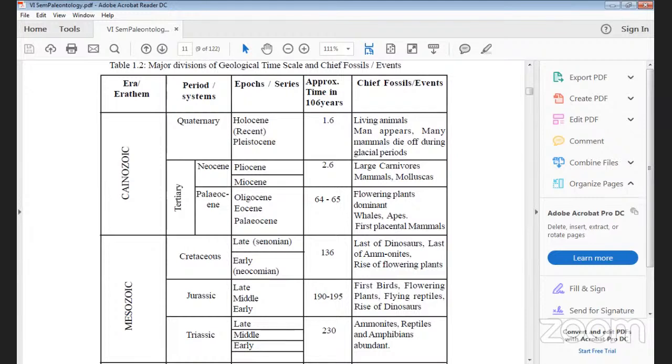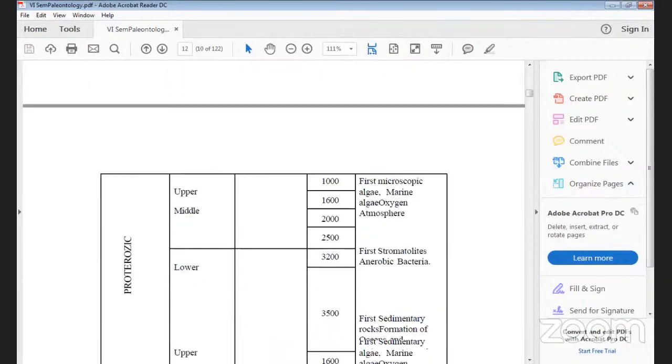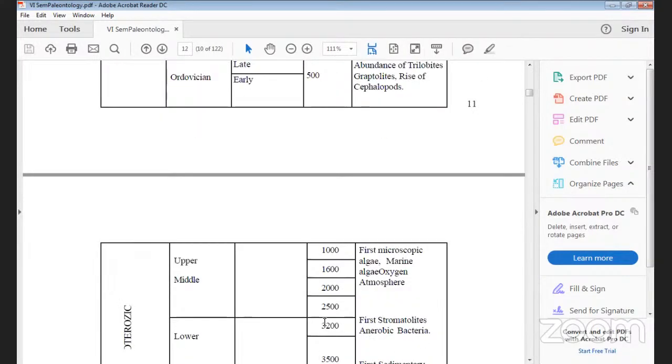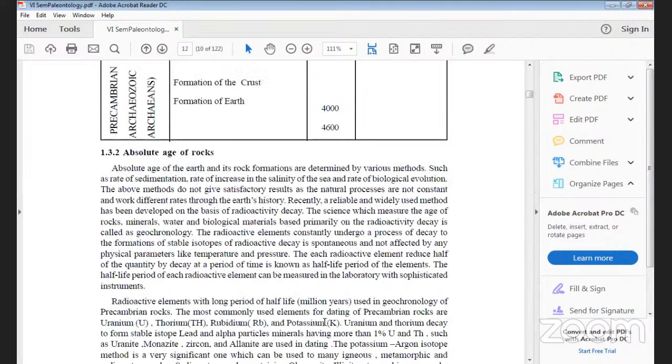After the Tertiary period, in the Quaternary period, we see the Holocene and Pleistocene. The age is about 1.6 million years, and it has living animals. Man appears here. Many mammals died during the glacial period. Yeah, this is about the geological time scale.